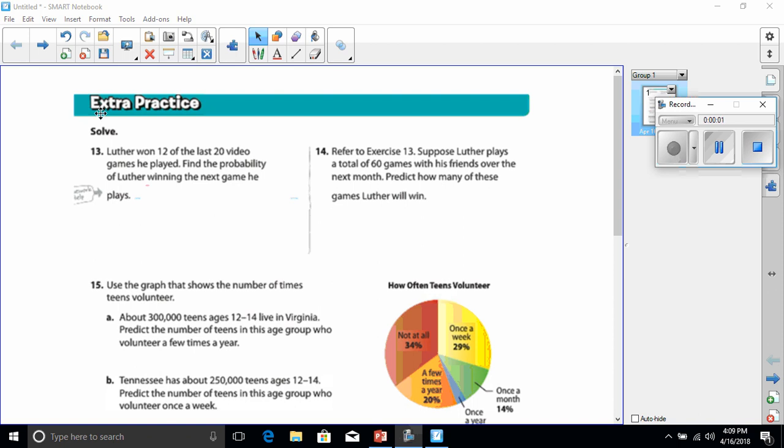We're going to be going over practicing problem solving for predictions. Luther won 12 out of the last 20 video games he played. Find the probability. Well, if we were to write this down, that's 12 over 20. So the probability that he's going to win the next game is 12 divided by 20.